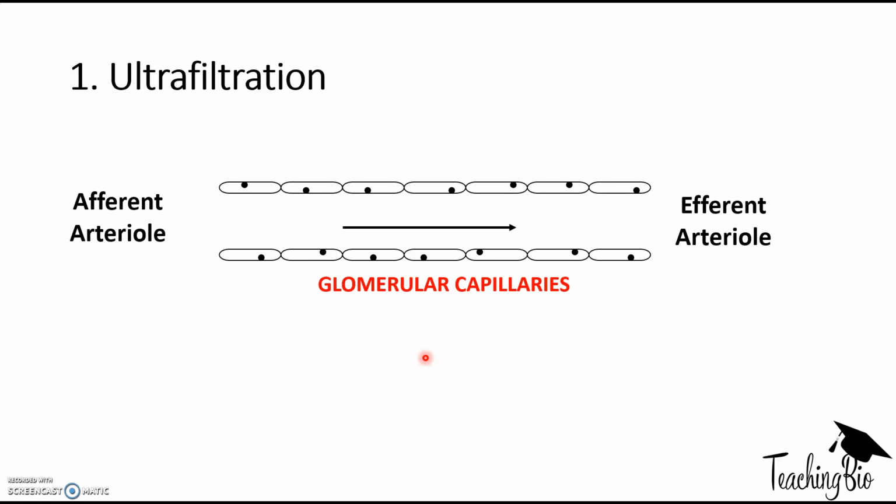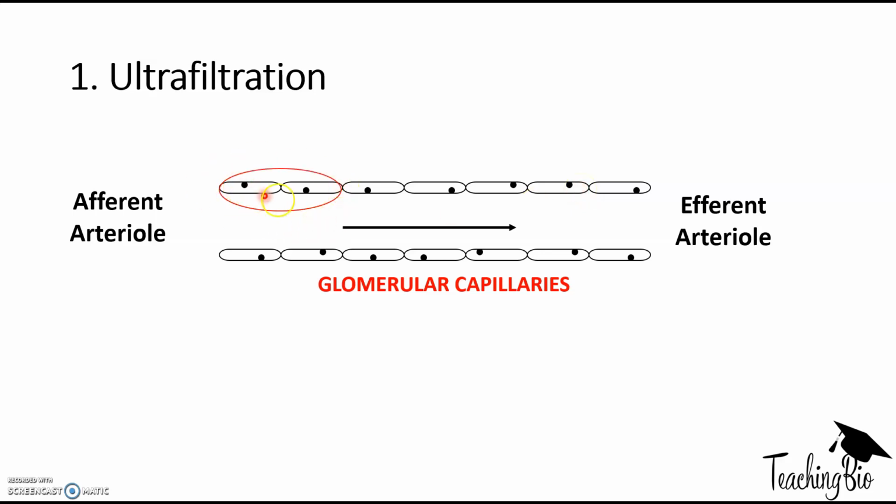So if we take a look at the glomerular capillary in a more pictorial format, we can see the afferent arteriole and then the efferent arteriole. So blood flows from the afferent to the efferent arteriole. And this space here would be the lumen of Bowman's capsule, as we looked at before.